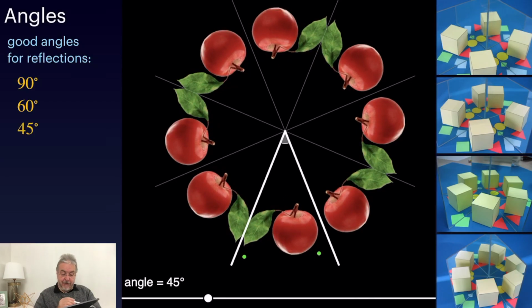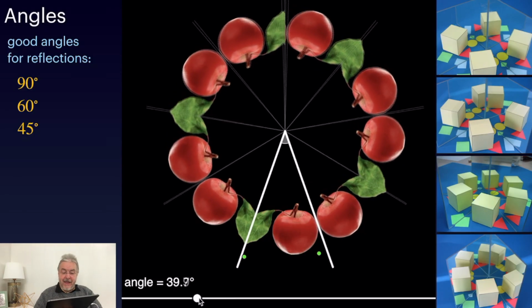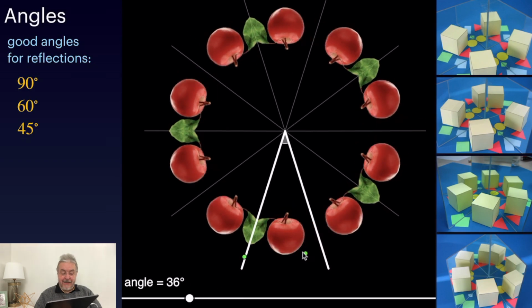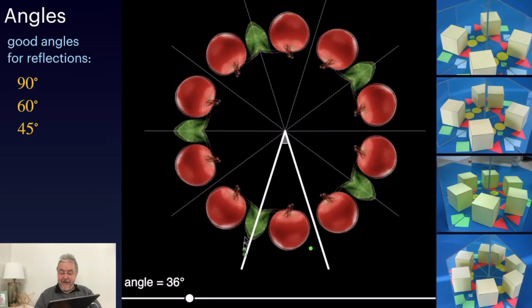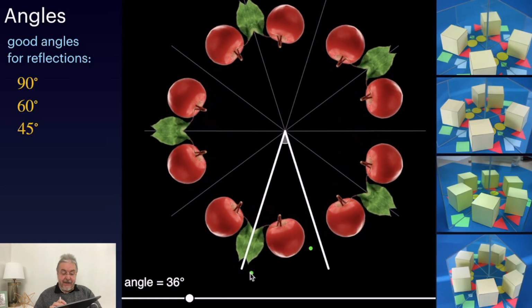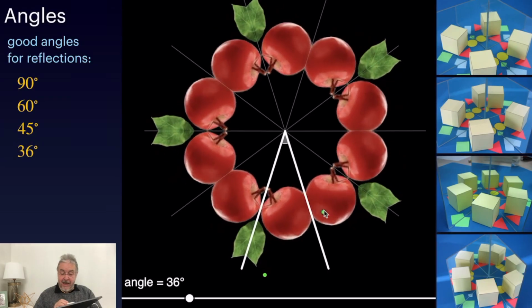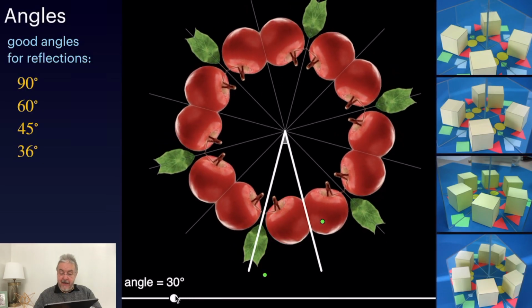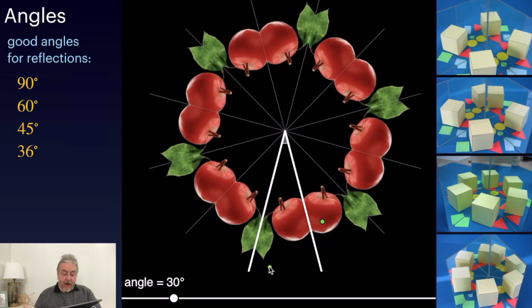So let's add 45 degrees to our list, and so on and so on. And when I say and so on and so on, I mean that the next good angle is not, as you may have guessed, 30 degrees. It's actually 36 degrees. And after that, you get an angle of 30 degrees, and you may now understand where this comes from.